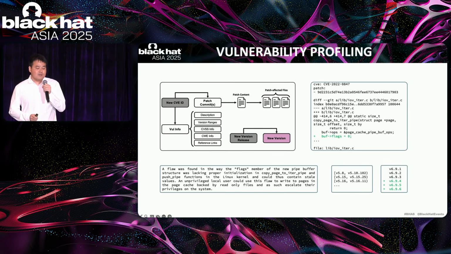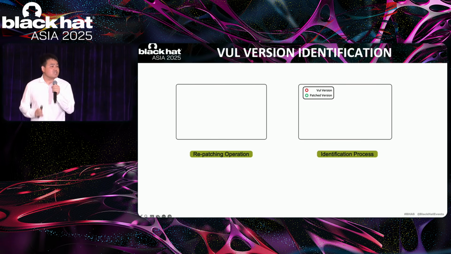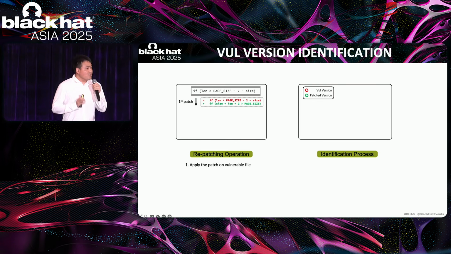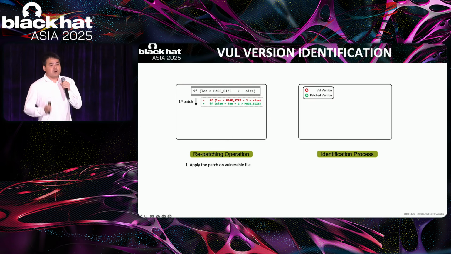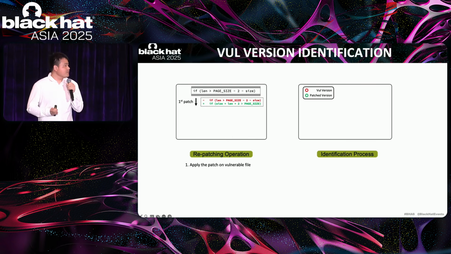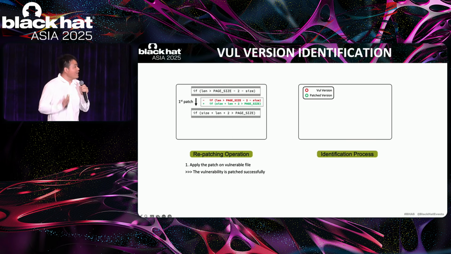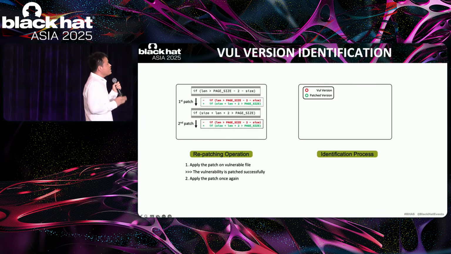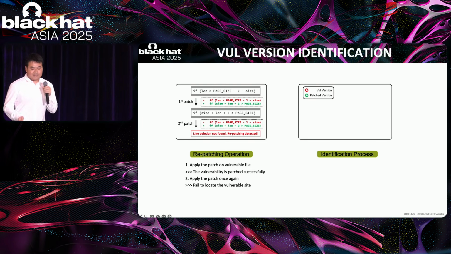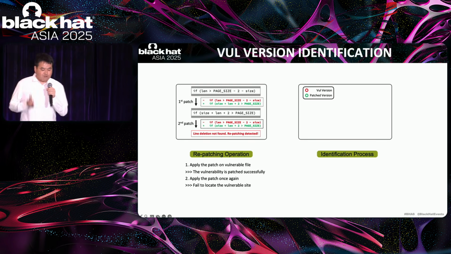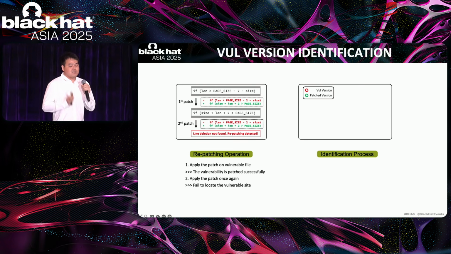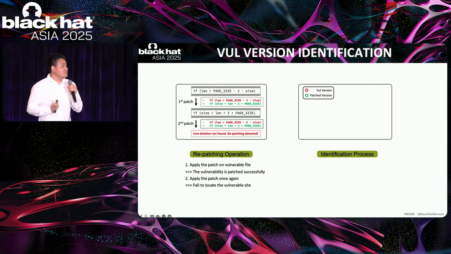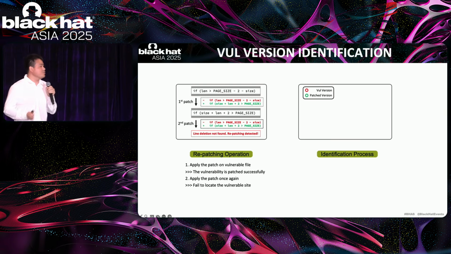Given the basic information, the next step is to identify the vulnerable version of the kernel. How do we do it? We just use patch analysis. If we first patch a vulnerability, it should be patched successfully. And then if we repatch it, what will happen? It will give us several warnings or alerts that we cannot patch it again. For example, here, if we patch it again, it will just tell us that line deletion not found. So we can see that this vulnerability has been patched, and we cannot use this version of the kernel as our target.